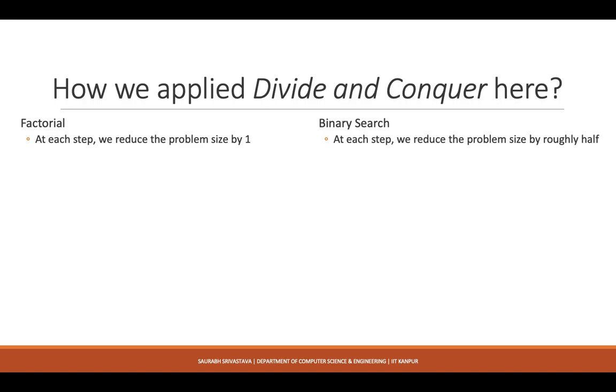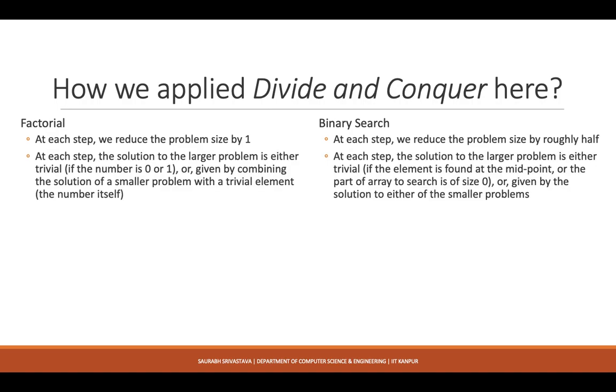Why? Because based on the value of the element at the midpoint, I can be sure that the key could either be on the left or on the right. So I can actually discard at each step half of the part of the array that I was looking for. At each step I reduce the size of my problem by roughly half.